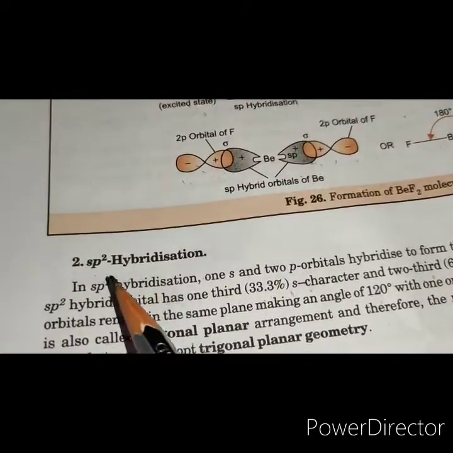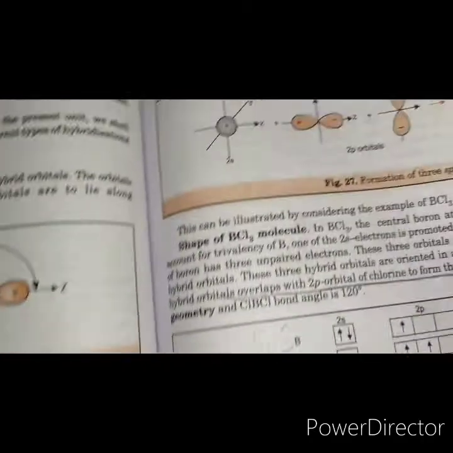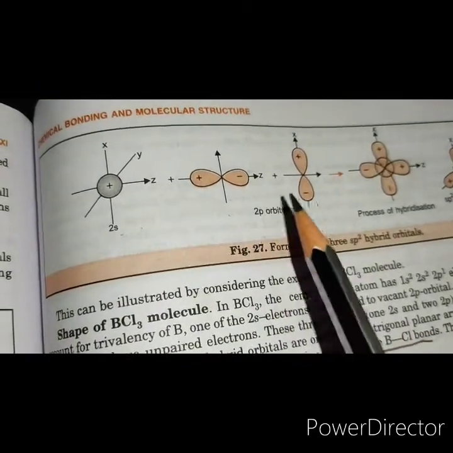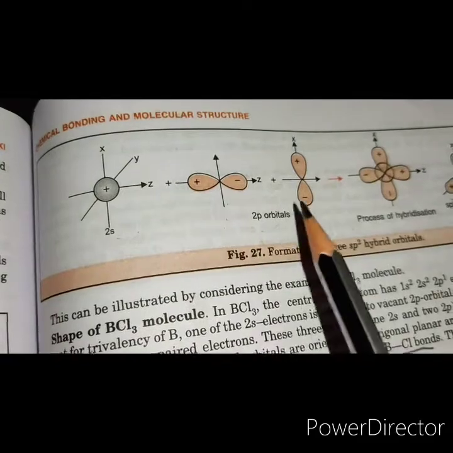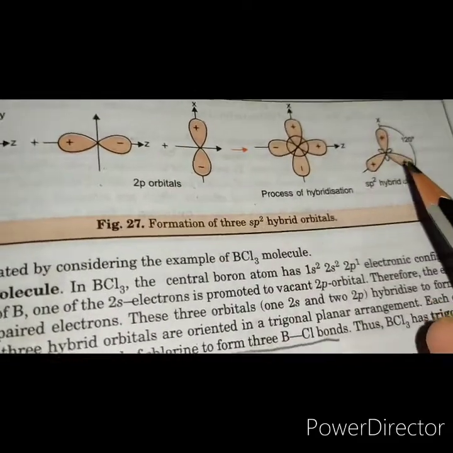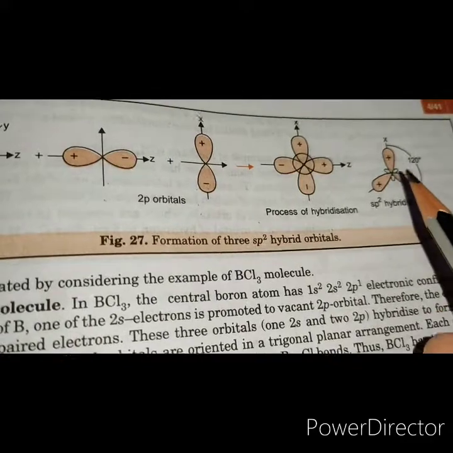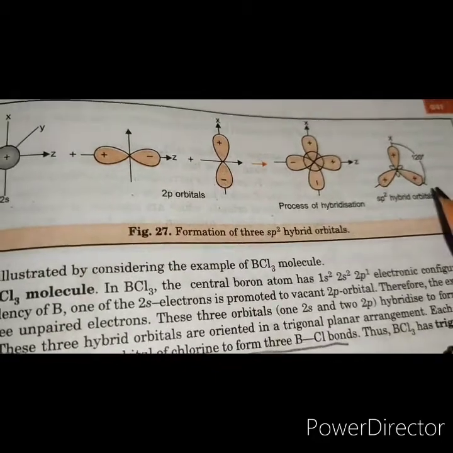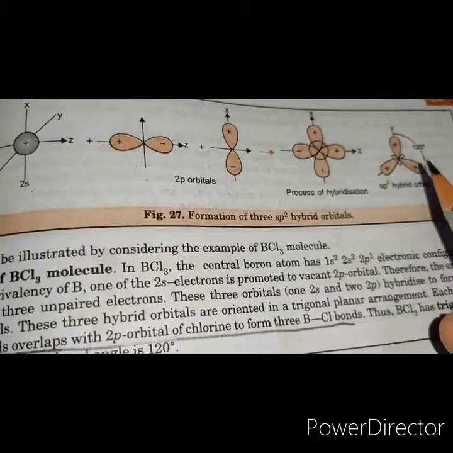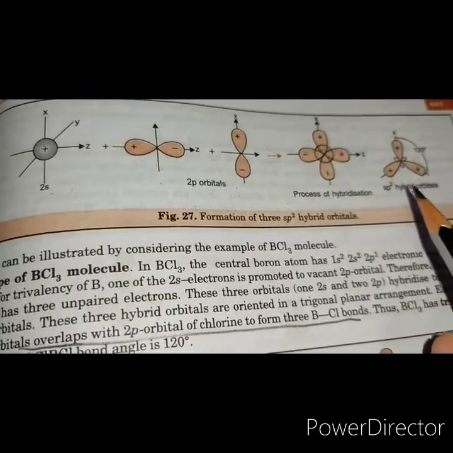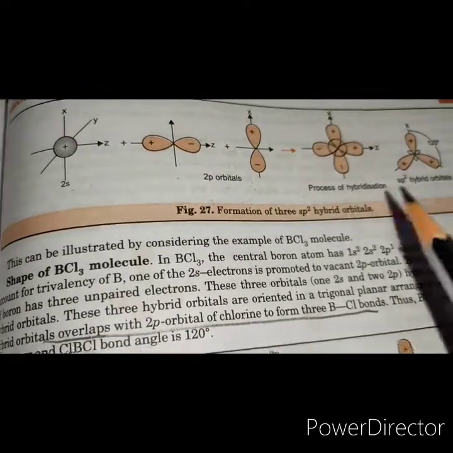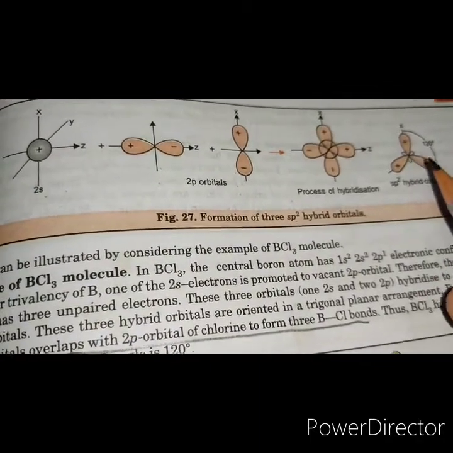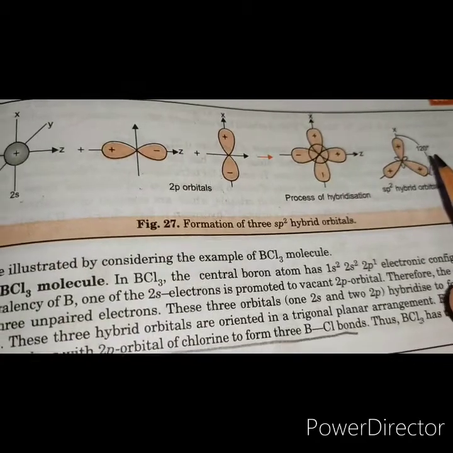Now we come to sp2 hybridization. In sp2 hybridization, there is one s and two p orbitals which undergo mixing. These three orbitals, on mixing, form three hybrid orbitals, and these three hybrid orbitals arrange themselves at an angle of 120 degrees, right? So this arrangement is known as trigonal planar arrangement, or the geometry is known as trigonal planar geometry, okay, in which the angle is 120 degrees. So these three hybrid orbitals arrange themselves at an angle of 120 degrees.